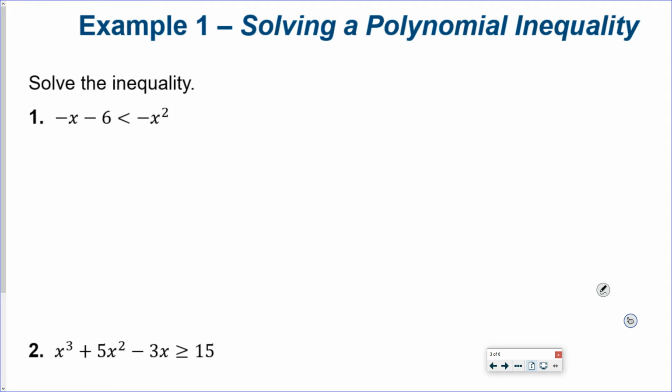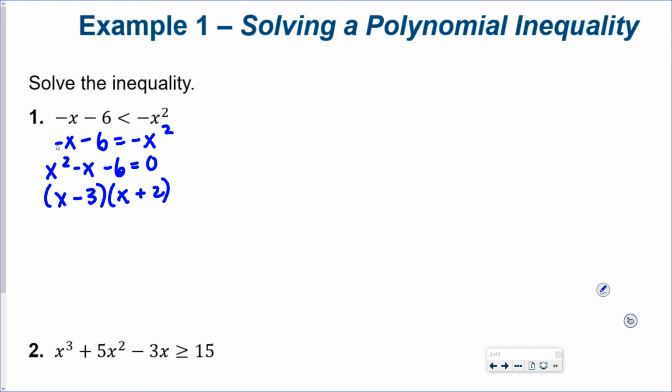Okay. So the first thing you do is you solve what I like to call the related equation. You basically treat this as if this was an equal sign, and you find all the zeros. Or you just think of this as an equation that we're solving. So I move the x squared over here, set this equal to 0 and factor. Look at this, factoring coming up again. That'd be negative 3 and positive 2. So we get 3 and we get negative 2, and those are our key numbers.